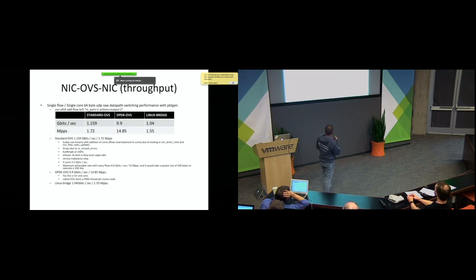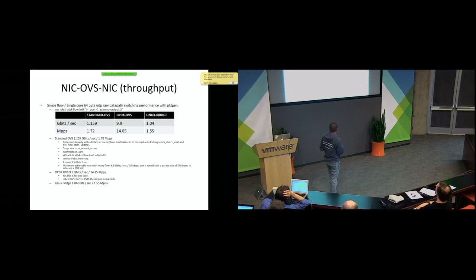So you can see that it's not scaling linearly. And these numbers are all OVS numbers. So the maximum achievable rate with this setup, when you have many flows, is 6.8 gigabits per second, which translates to 10 million packets per second. And you would need to increase the packet size to 240 bytes to saturate a 10 gig link.